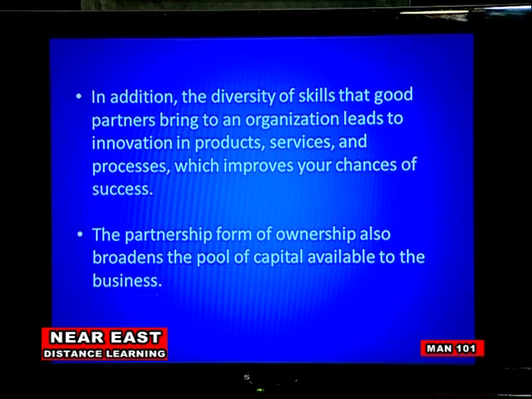In addition, the diversity of skills that good partners bring to an organization leads to innovation in products, services, and processes, which improves your chances of success. The partnership form of ownership also broadens the pool of capital available to the business.